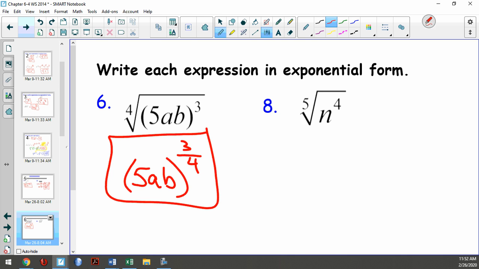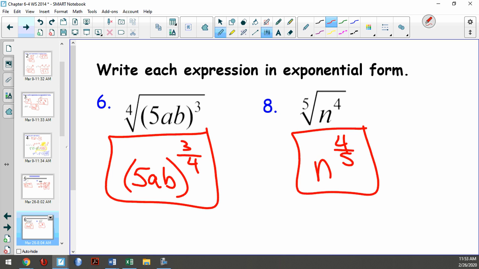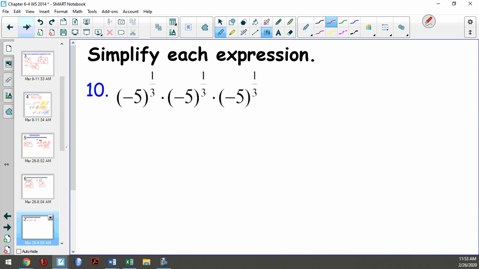Number 8. What is this going to be? N is my base, my power is 4, my root is 5, so n to the 4/5. Any questions over the first 8 problems? Okay, let's go to number 10.